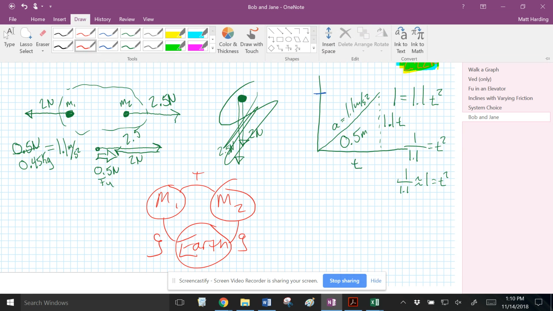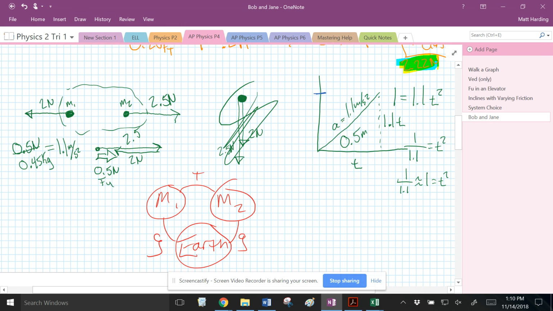But if I throw a system boundary around the masses, the tension is internal.